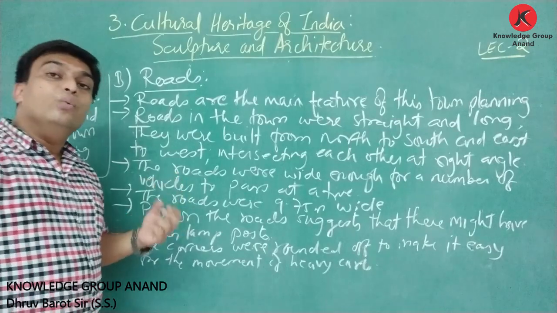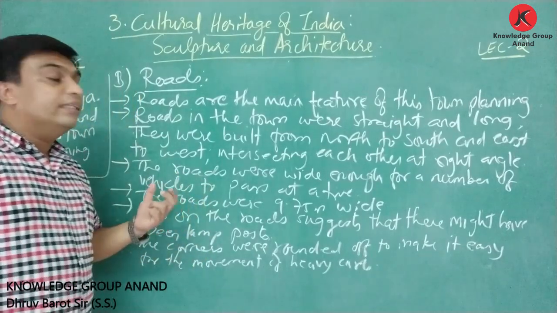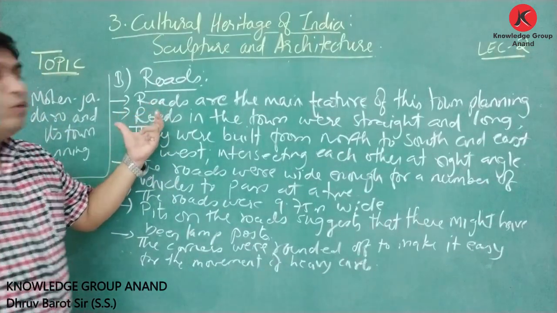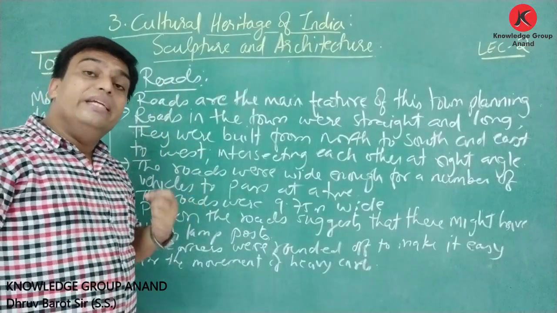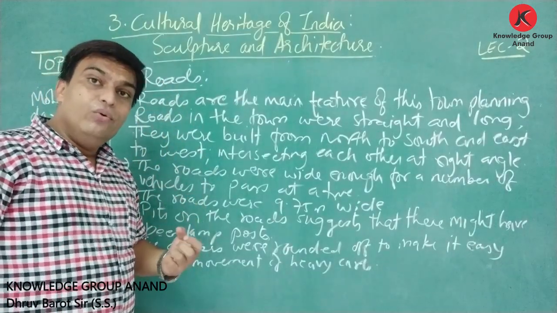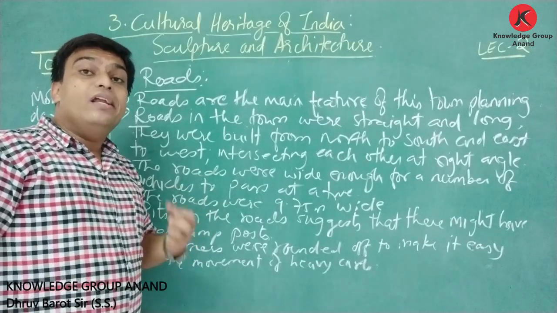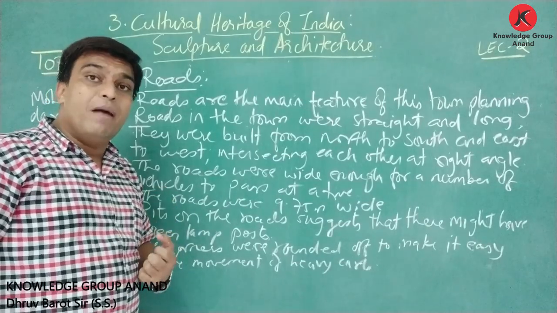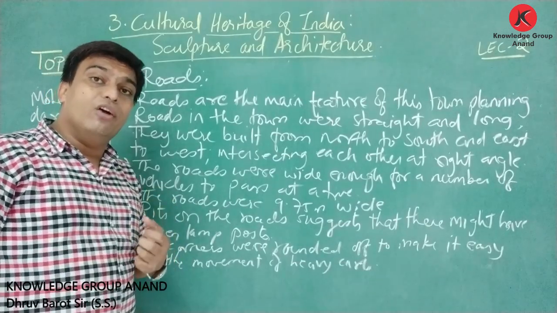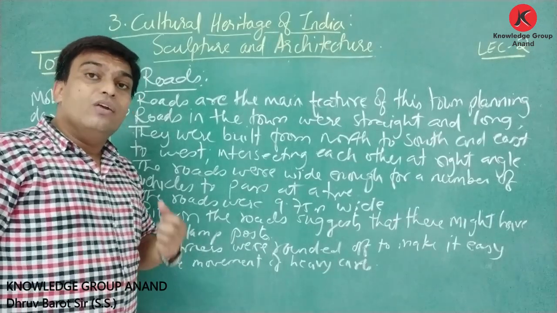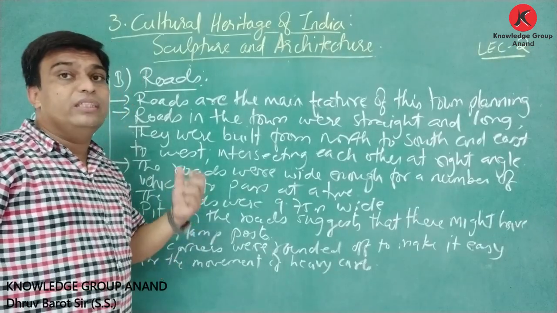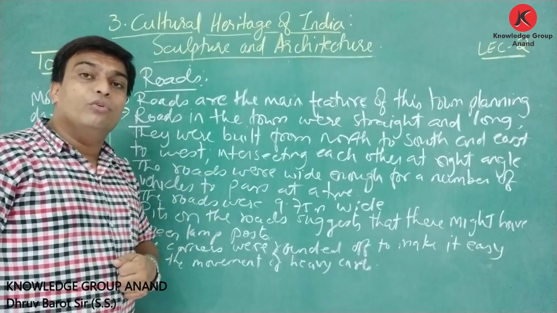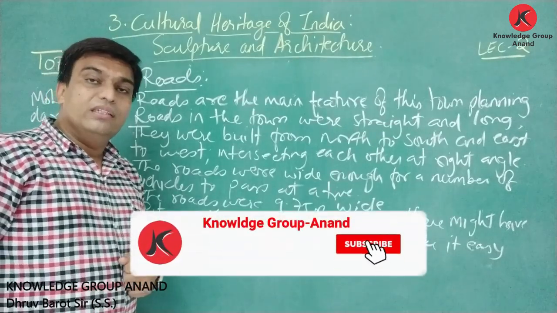So friends, today we discussed two parts: the construction of town, that is the houses of Mohenjo-daro, and the roads of Mohenjo-daro. In our next lecture, we will continue with the town planning of Mohenjo-daro and learn about the drainage system, the public path and the public building of Mohenjo-daro. Hope you have understood the town planning of Mohenjo-daro, the roads and houses. Thank you.